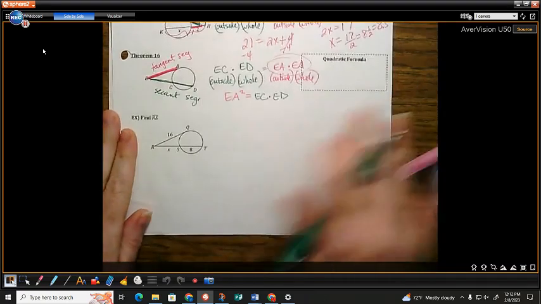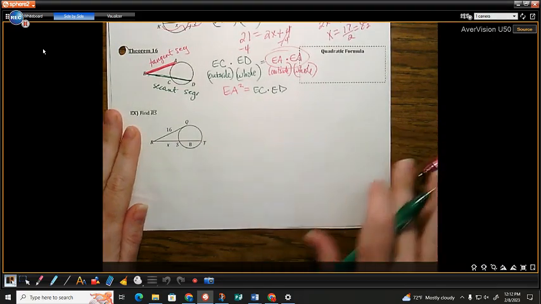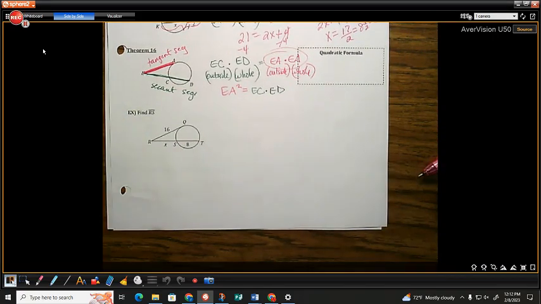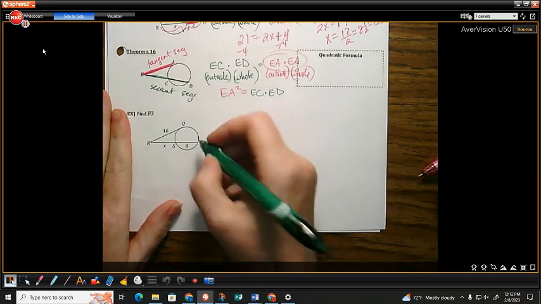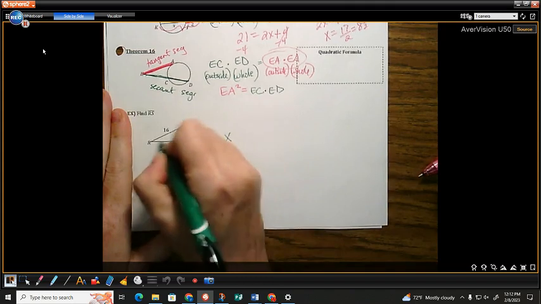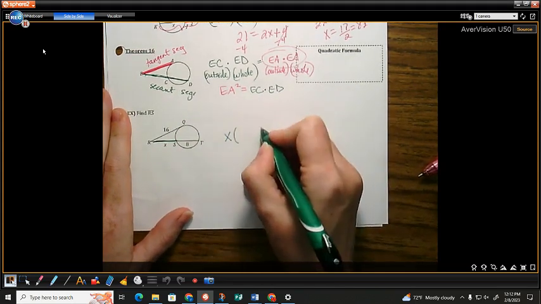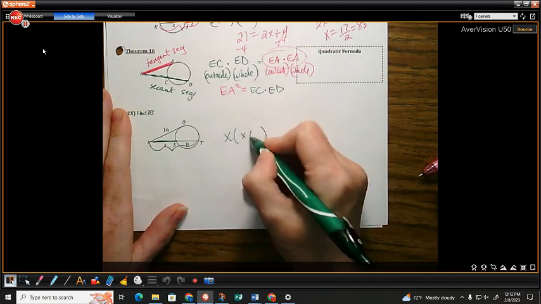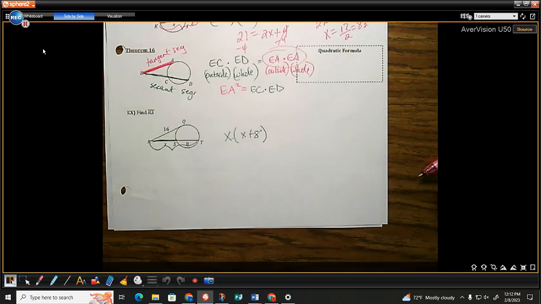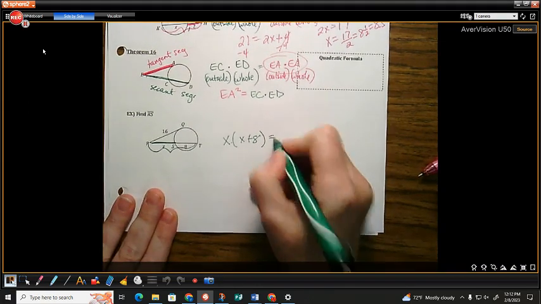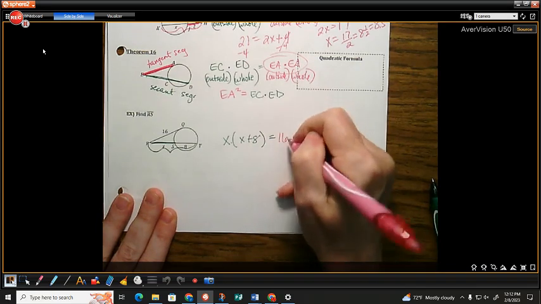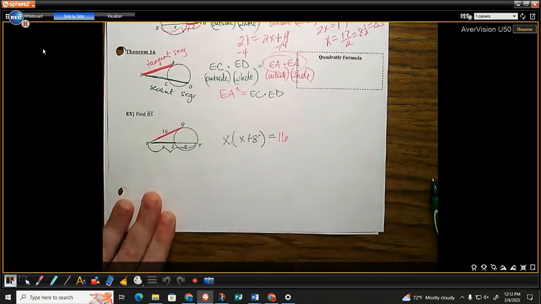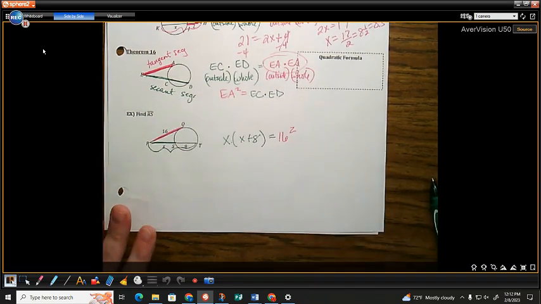So looking at this one down here, someone who hasn't already received any candy today, how would you set this one up using this formula? Abraham? X, so that's my outside part, times x plus 8. I'm sure you thought times, but your mouth said plus. And that equals 16 squared. You could either decide it's 16 times 16 or just write 16 squared.